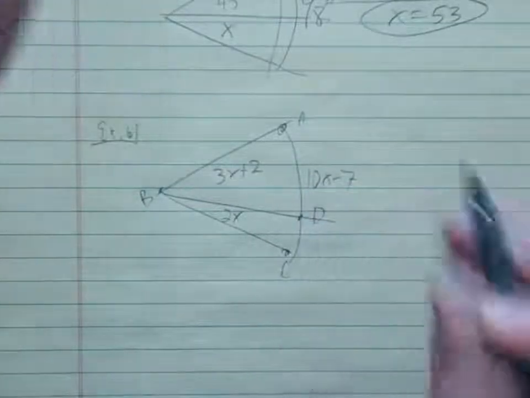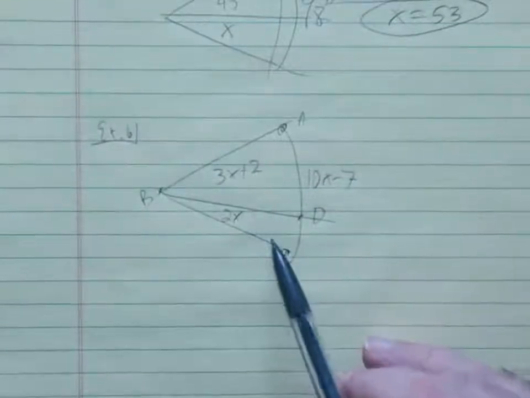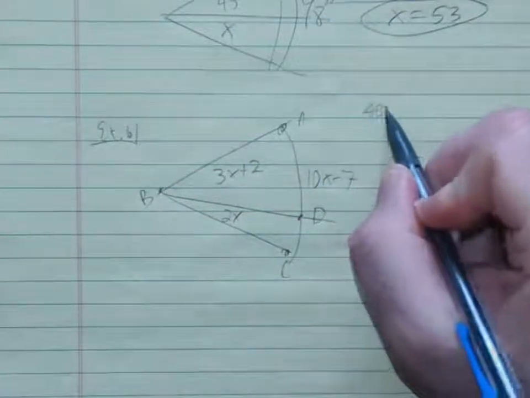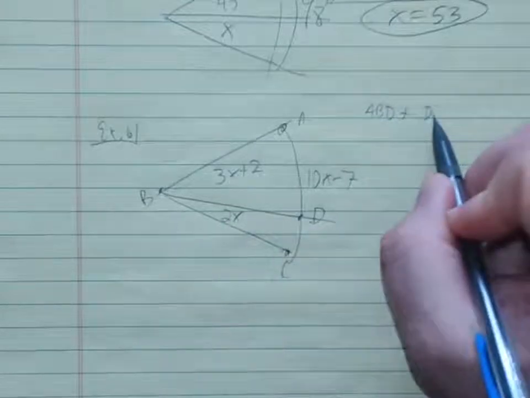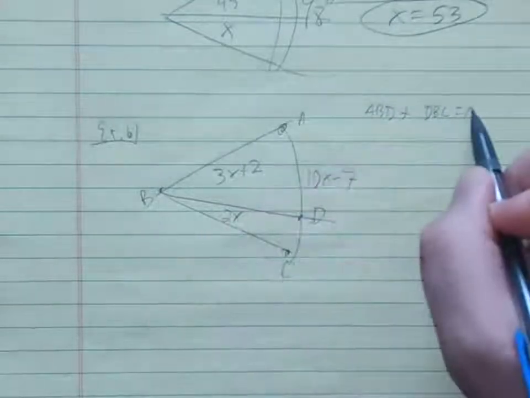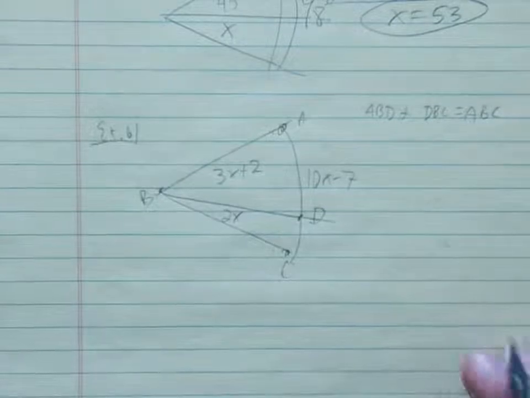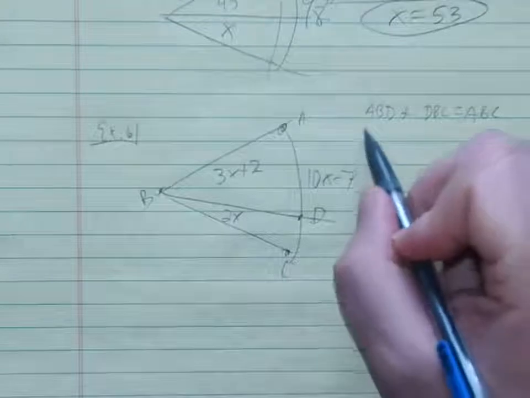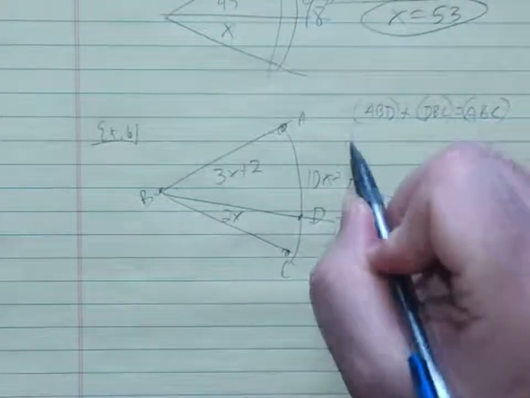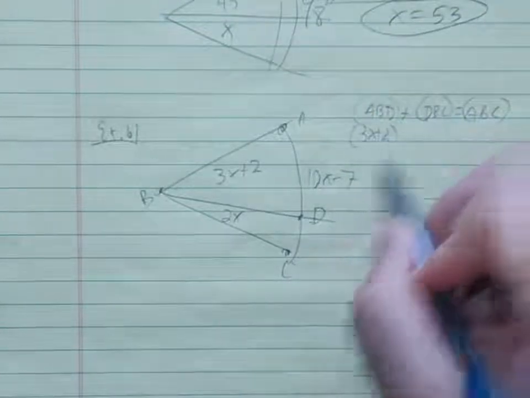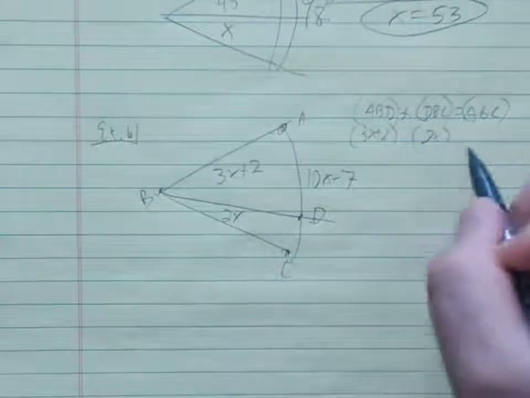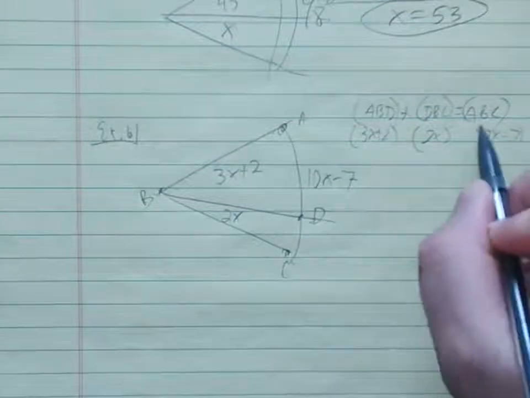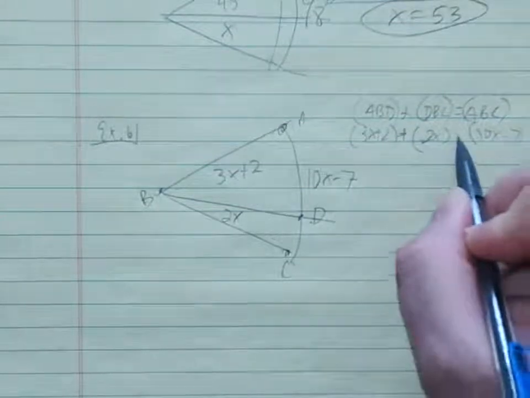Okay. So we know that the parts add up to the whole, right? So we know that ABD plus DBC equals ABC. That hasn't changed. Now, what has changed is what we're going to substitute in for those, and it looks pretty freaky. I mean, ABD is 3x plus 2, and DBC is 2x, and ABC is 10x minus 7. We know when we add these two, the parts, we get the whole.